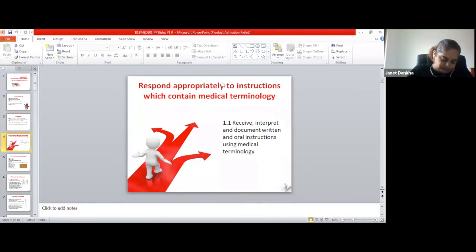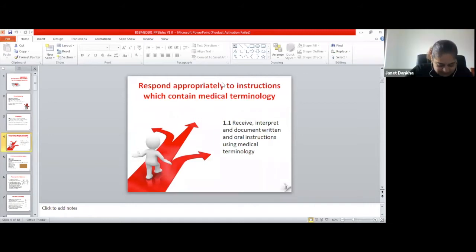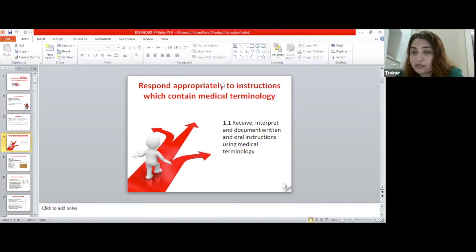Hemorrhage. Hemorrhage is bleeding. So in layman's terms, there's bleeding. B-L-E-E-D-I-N-G. So lots of bleeding is hemorrhage.